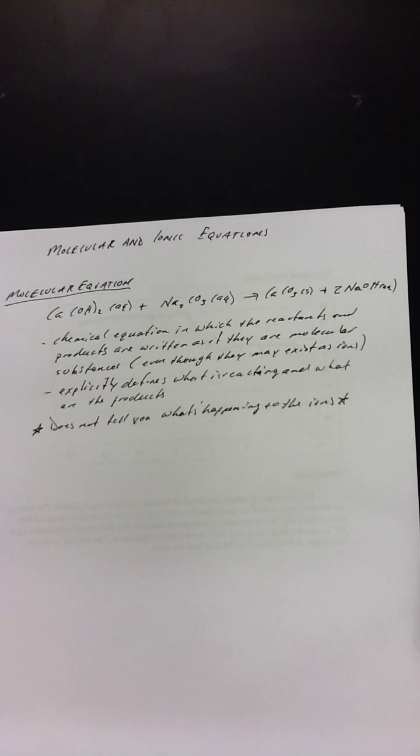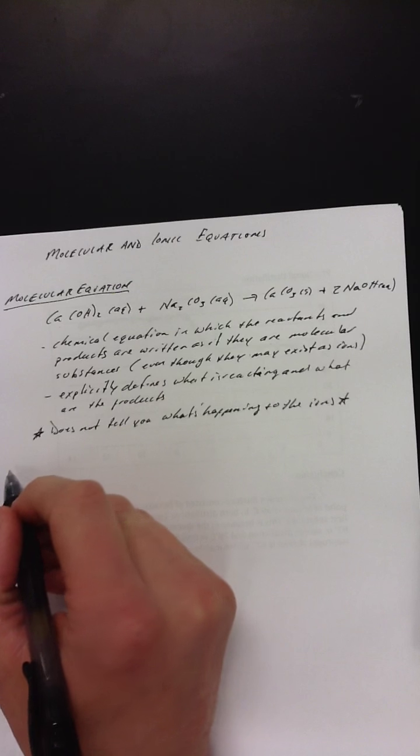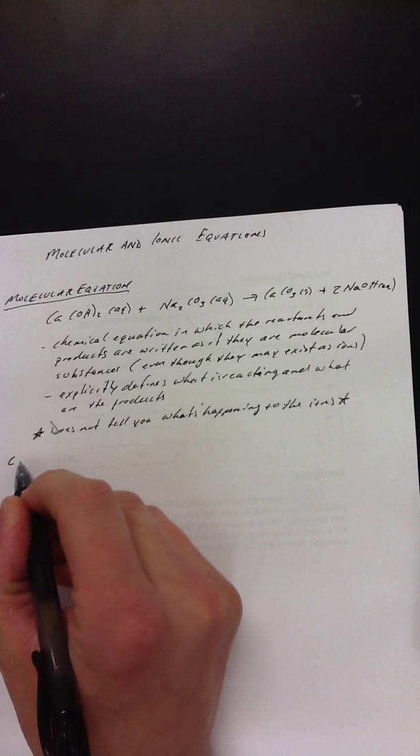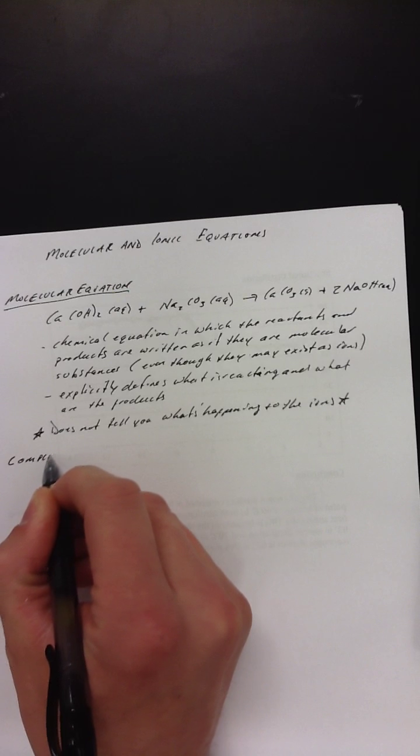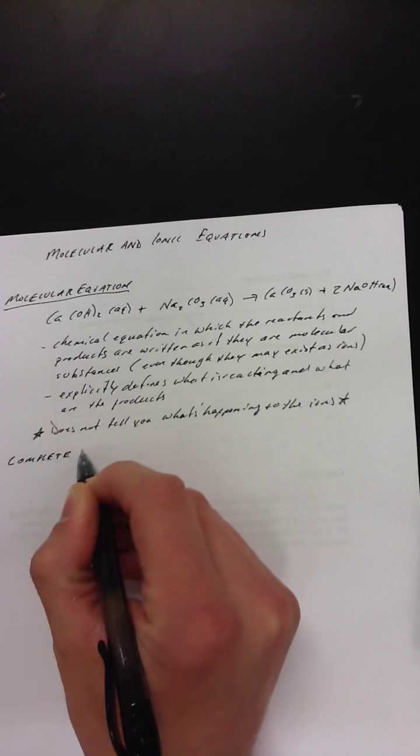The molecular equation doesn't give the ionic theory interpretation of the reaction. Because that type of information actually is useful, you often need to rewrite the molecular equation as an ionic equation. And what we come to then are something known as complete ionic equations.